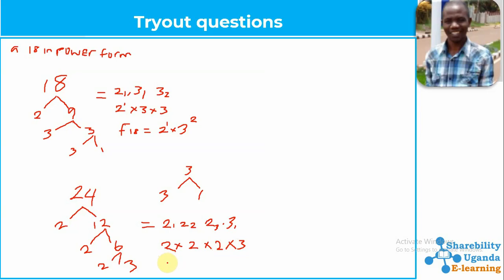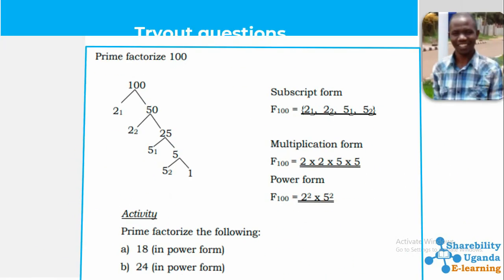So if we want to write in a power form, we shall be able now to write our factor of 24. 24 will be equal to 2 to the power what? Someone with an answer? 2 power what? 1, 2, 3. It appears 3 times. Then times our 3 power what? It appears 1 time. So this is going to be our answer.